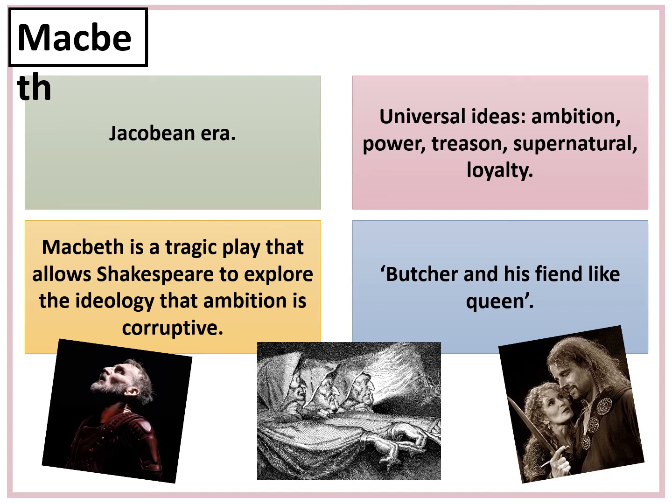A key quotation from the play is taken from Act 5, "butcher and his fiend-like queen." King Malcolm describes Macbeth in this way at the end of the play, which is a direct contrast in how Macbeth is described in the beginning, since in the beginning he is described as brave and valiant. From this we can see that Macbeth is a tyrannical leader, and his ambition not only corrupts his personality, but results in him being a bad king.